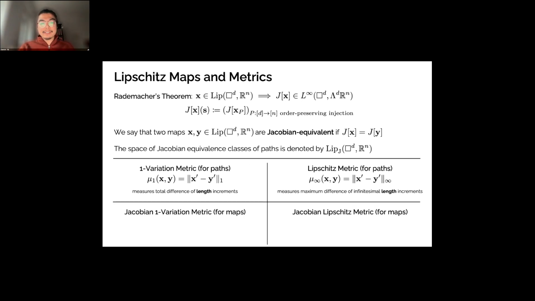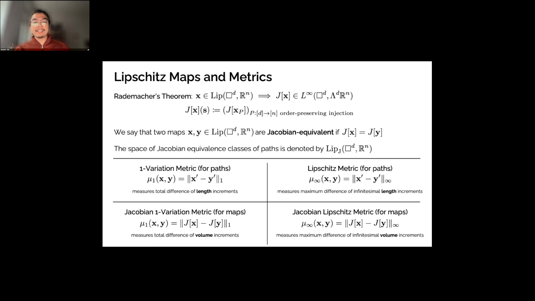We can generalize this to the mapping space setting, where we define the Jacobian one variation metric as the one norm of the difference between their Jacobian minors. This measures the total difference between volume increments rather than length increments. And similarly, we have this Jacobian Lipschitz metric for maps.